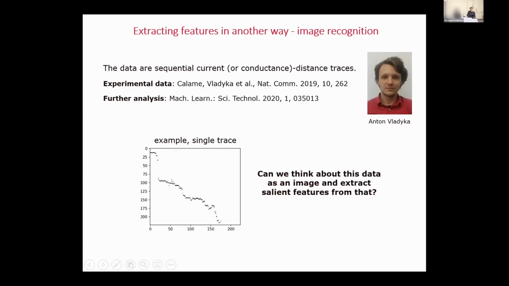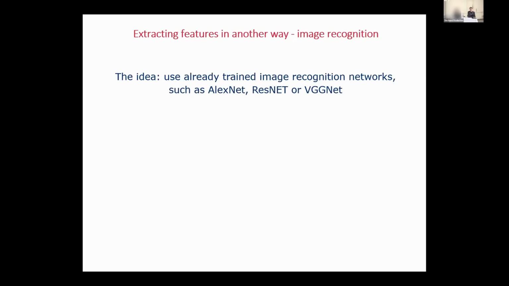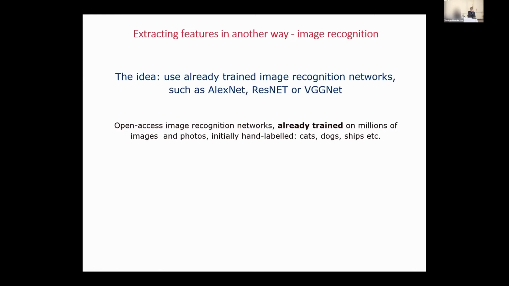An example of a single conductance-distance trace is seen here. You can see the recognizable plateau features and so on. His idea was basically, if we look at this data as an image, can we use neural networks that have been trained on image recognition to extract physically meaningful features from the data? So we set out and used things like AlexNet, ResNet, or VGGNet.